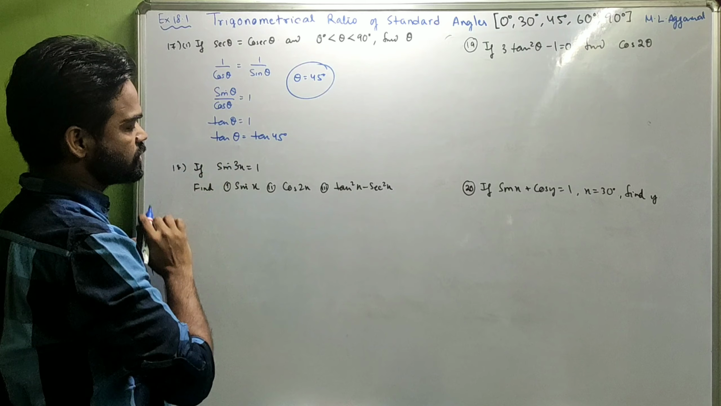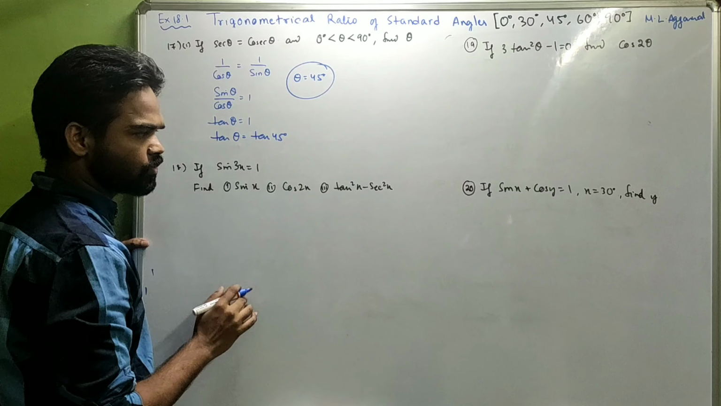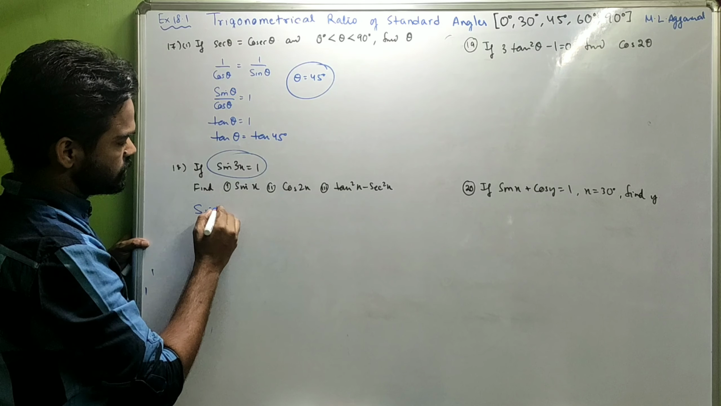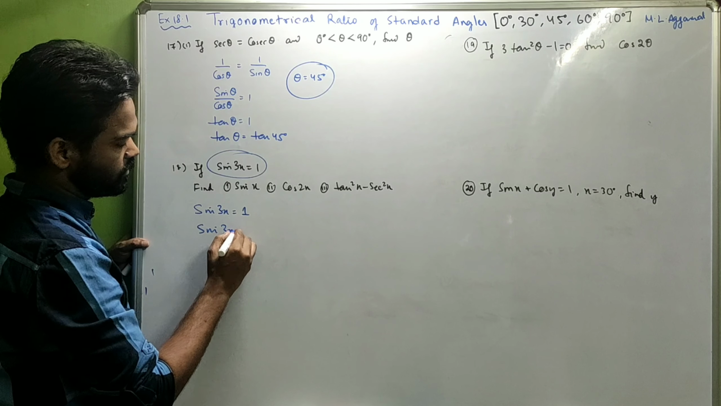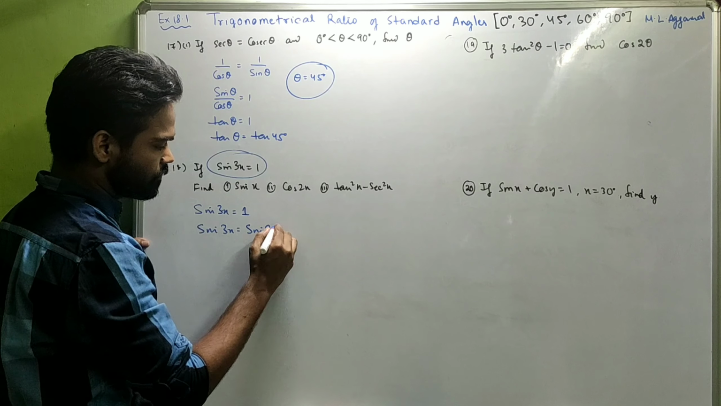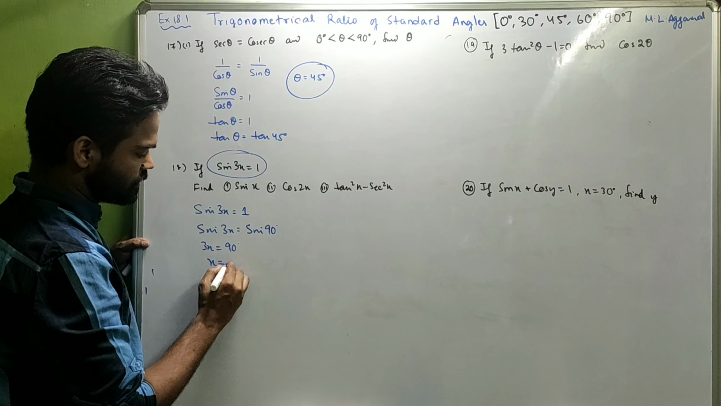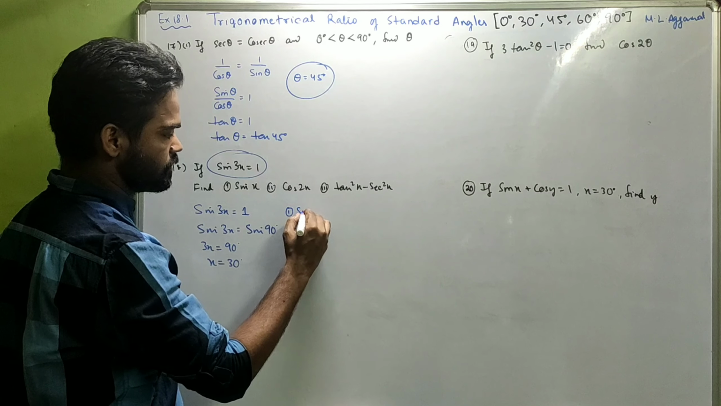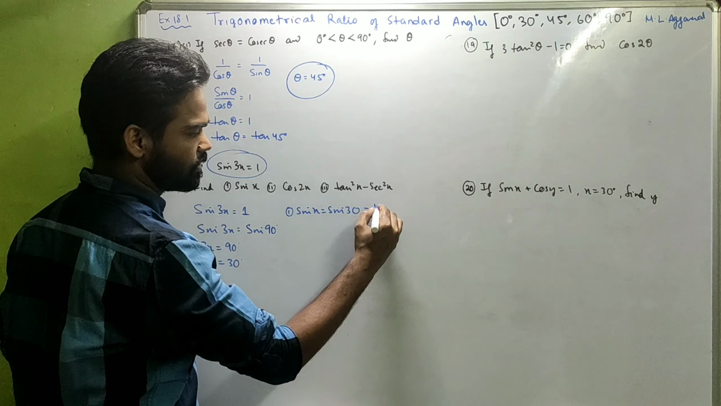If sin 3x equals 1, find sin x, cos 2x, tan square x minus sec square x. Very easy. Look over here. Sin 3x is 1. Now, when is the value of sin 1? At sin 90, which means I can say 3x equals 90 degree, which means x is 30 degree. Now the first part, sin x, which is nothing but sin 30. Sin 30 is nothing but half. Done.